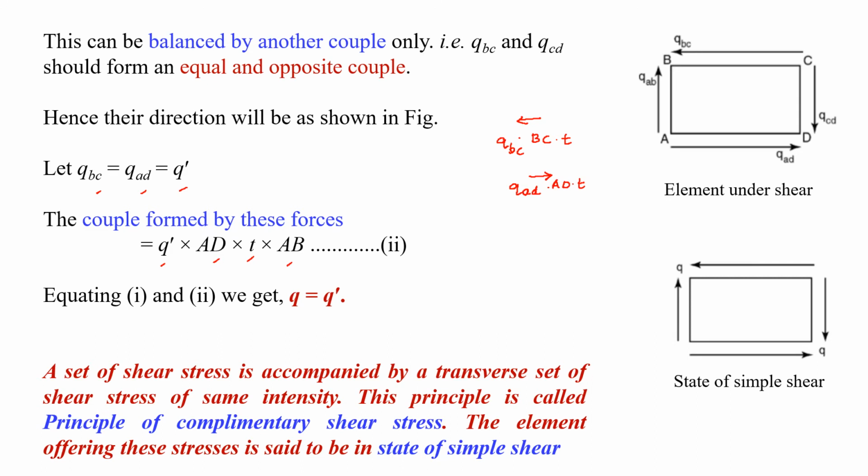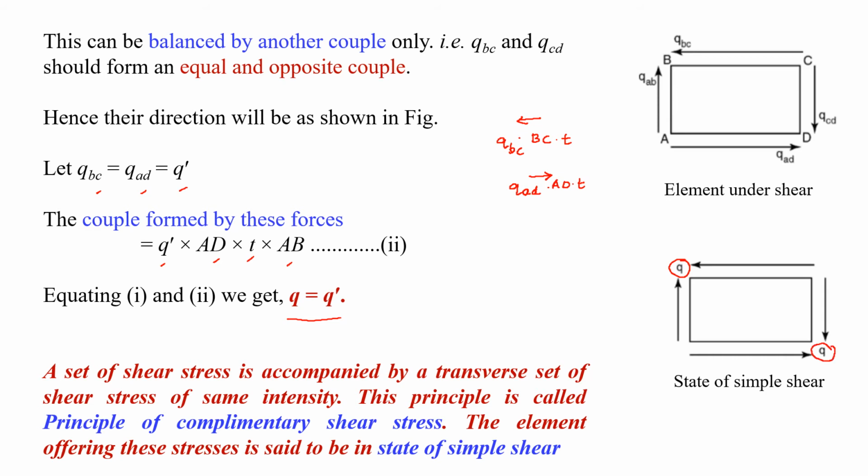For the equilibrium of moments, sigma M should be 0. We can equate equations 1 and 2, which gives Q is equal to Q dash. That is, Q, the shear stress in the vertical direction, is equal to the shear stress acting on the horizontal planes. So it is marked here, all the shear stresses are Q. The shear stress on the horizontal plane as well as the shear stress on the vertical plane should all be equal.